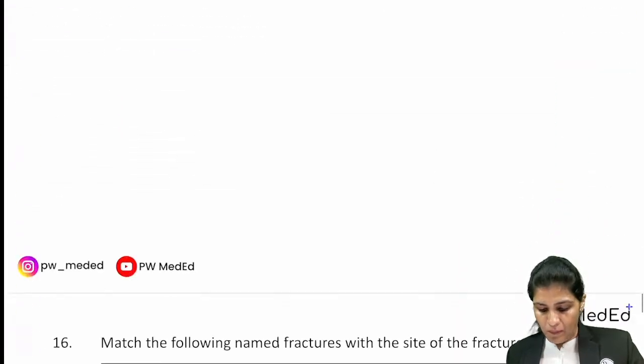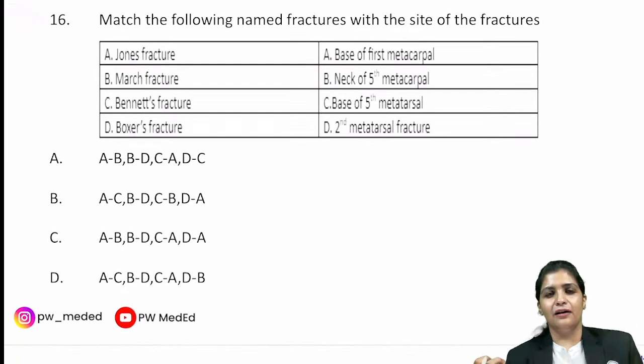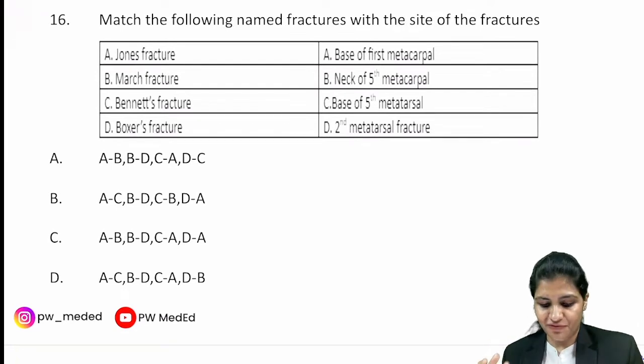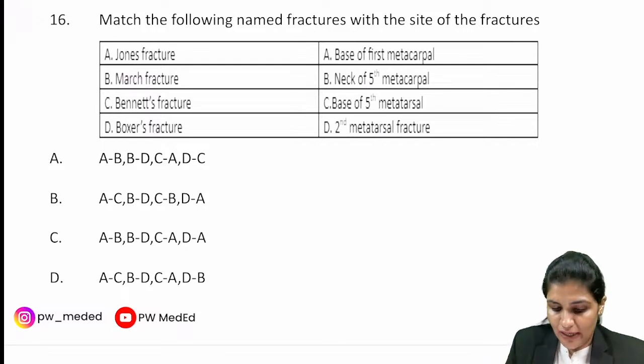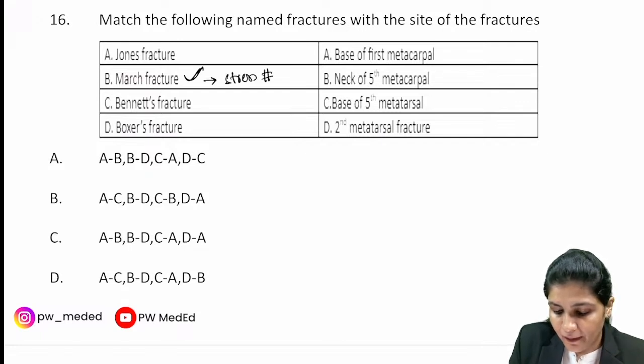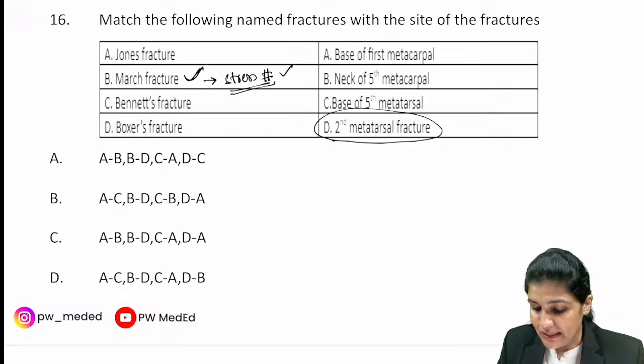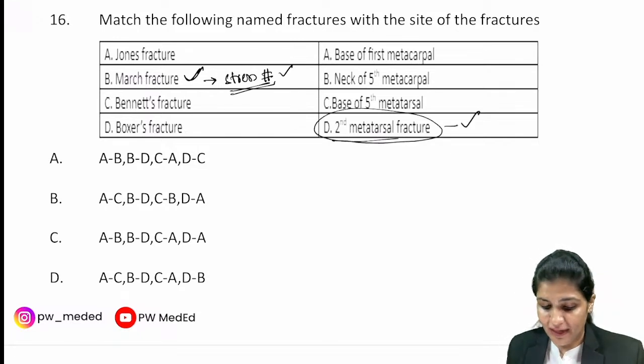Right. And next, coming to some of the important named fractures. There is a tendency for asking about these named fractures. So here I think you have to just remember the names. Let me make it simple for you. The March fracture is nothing but a stress fracture, usually seen in the metatarsals. So the second metatarsal is your March fracture, right?